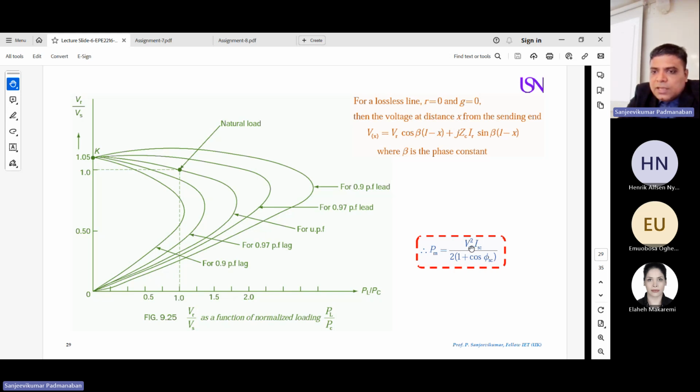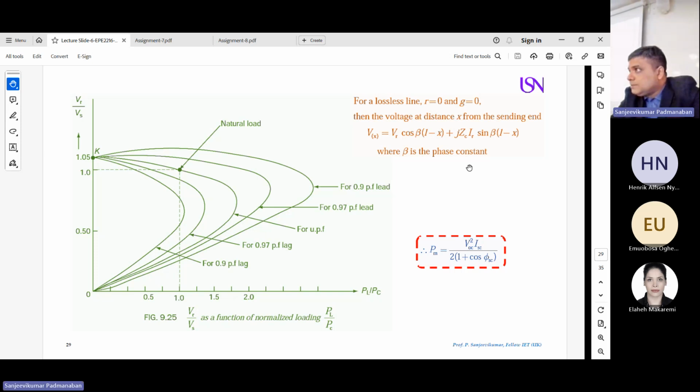So how to calculate your maximum power? It can be calculated by open circuit voltage square into short circuit current divided by 2 times 1 plus cos phi. For this condition, we are considering the lossless line, so R equal to 0, G equal to 0. Then you can calculate your sending end voltage at any distance. For example, this X represents distance 100 meter, 200 meter, 1000, any parameter which is given by the standard formula. We already saw this equation, where beta is the phase constant.